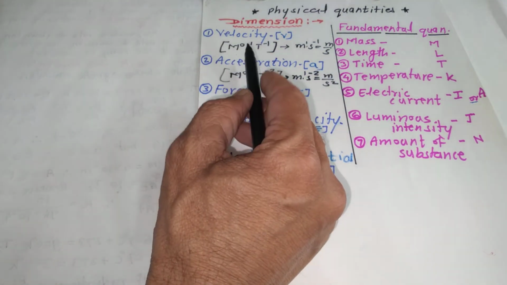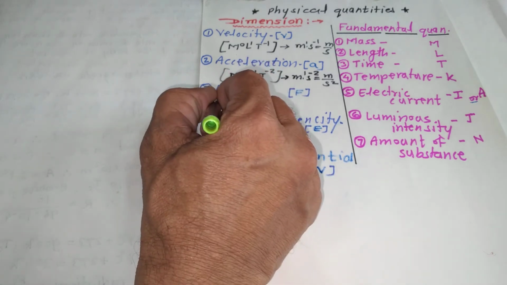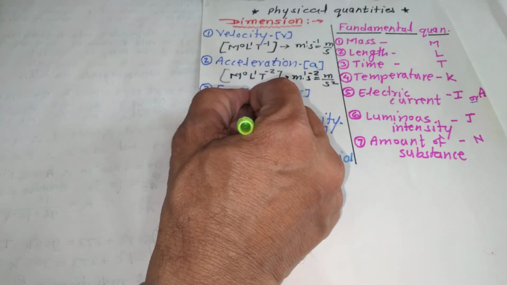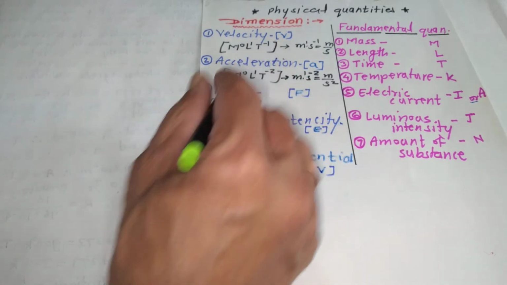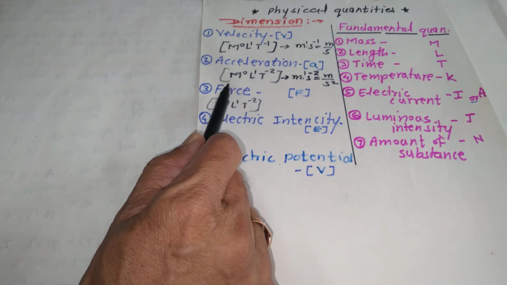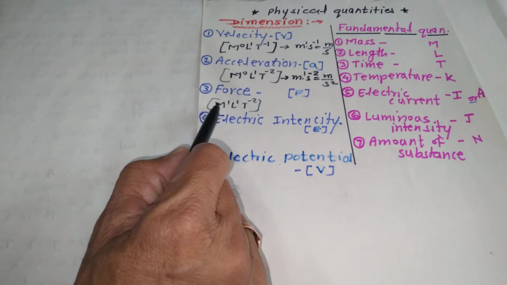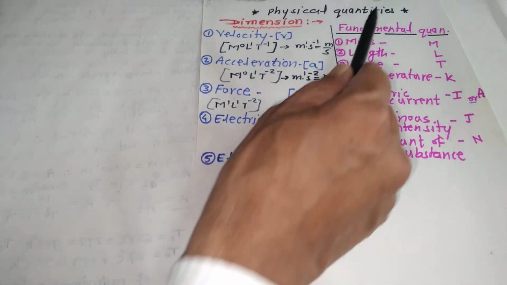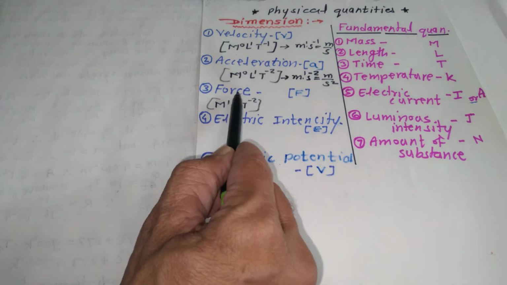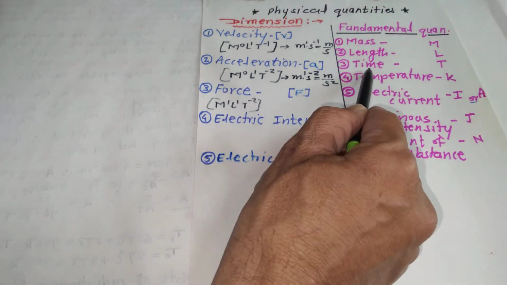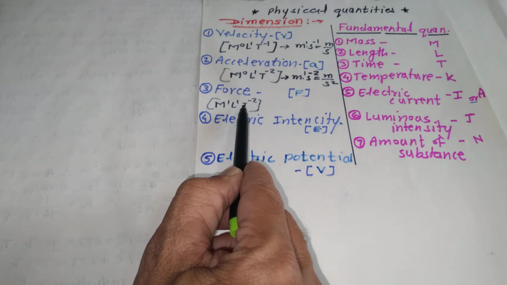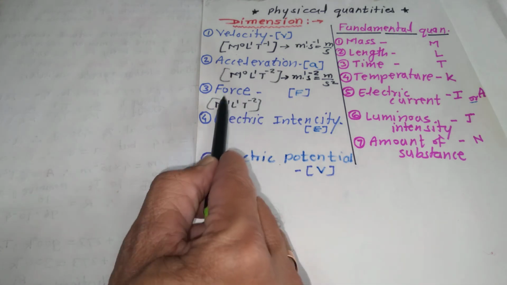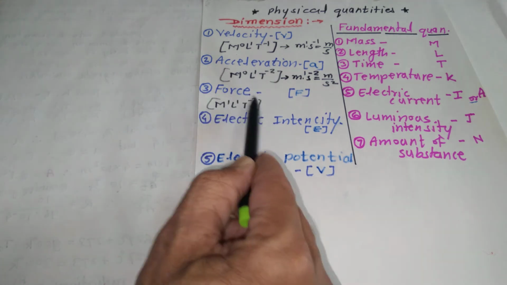So this is how the dimension of force is M raised to 1, L raised to 1, T raised to minus 2. This means that the given quantity force depends upon the fundamental quantity mass with index 1. Given quantity force depends upon the fundamental quantity length with index 1. The given quantity force depends upon the fundamental quantity time with index minus 2. Dependence of given quantity on fundamental quantity is written in terms of powers given to this fundamental quantity. This is called the dimension.